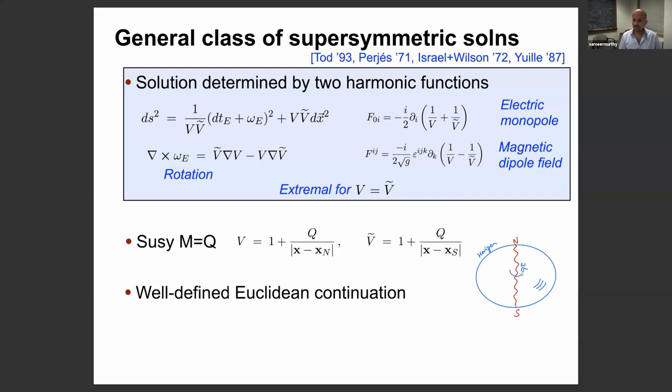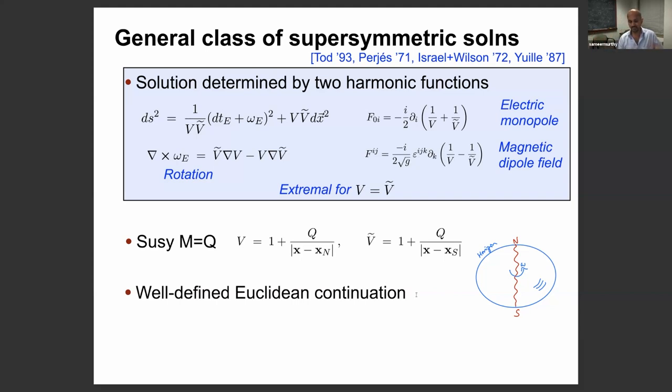Of course, that's a coordinate artifact, and you want to get rid of that by making a coordinate transformation on t. And you can do that. You can just get rid of this singularity, which is just a coordinate singularity. But when you do that, you have to shift t with exactly the right periodicity in order to be consistent with the angular periodicity.